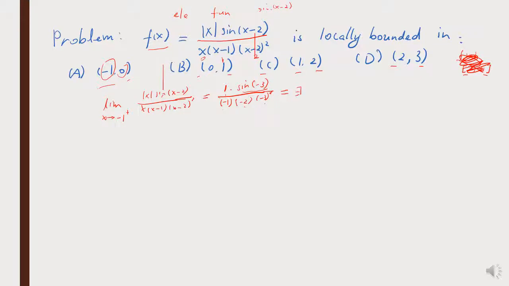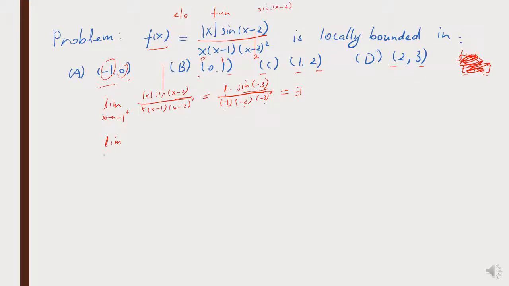Yes, this limit exists, and from our locally bounded theorem of limit, we say that f(x) in the local area of the point -1 is also bounded. Okay, similarly, let's try the right endpoint.